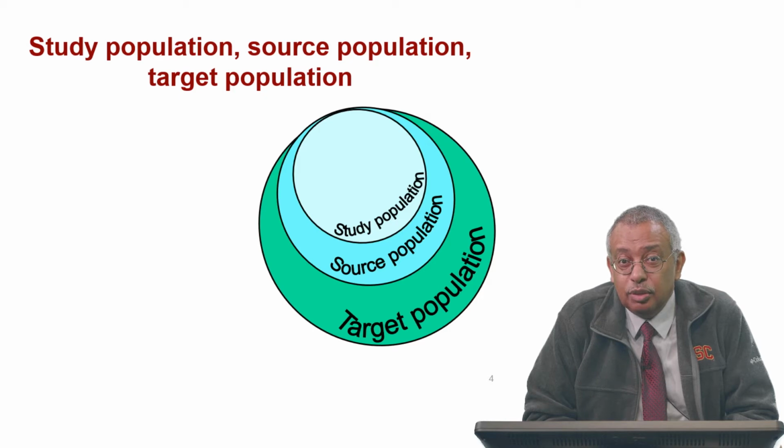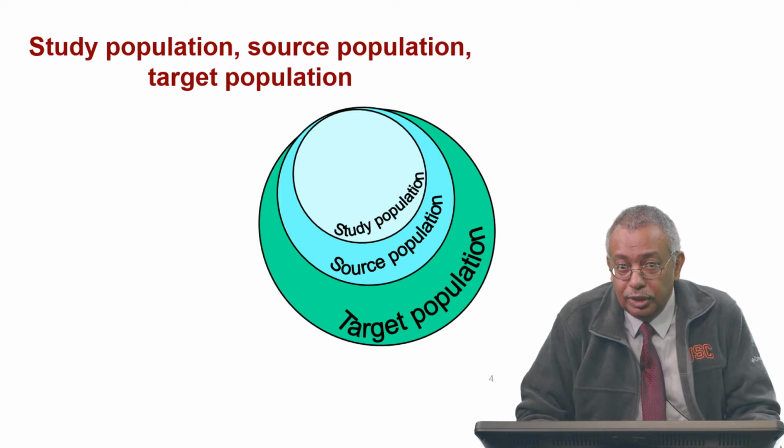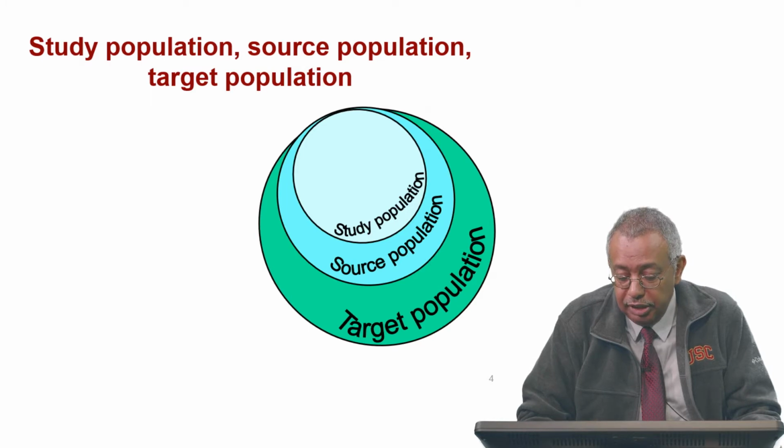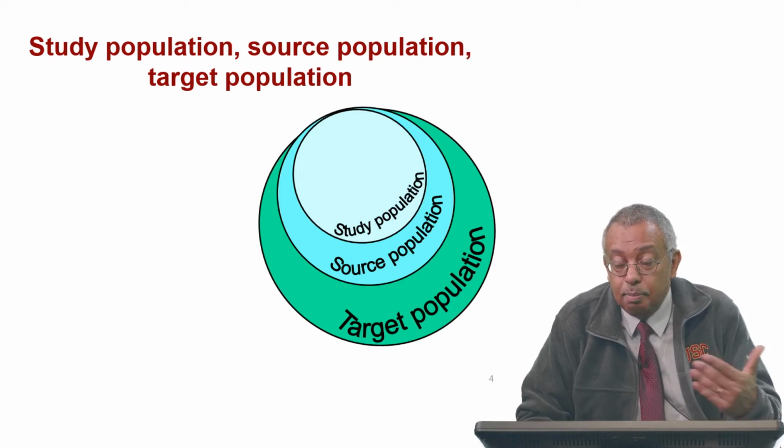Before we go there, we have to first define what we mean by different aspects or components of what we call population. So, for instance, in this graphic, we have 3 terms: target population, source population, and study population. And each one of these needs to be defined in a very clear and precise way so that what we end up with actually will have some meaning in terms of the hypothesis that we are trying to address.